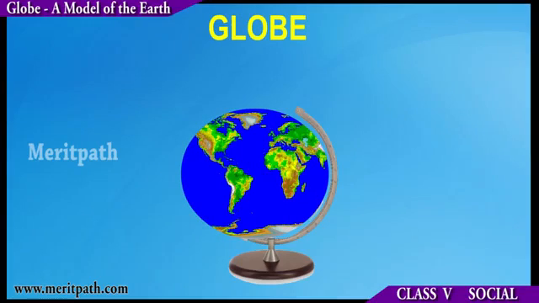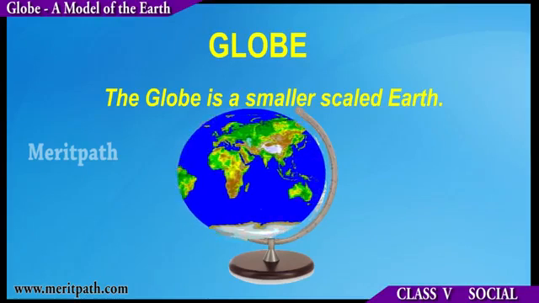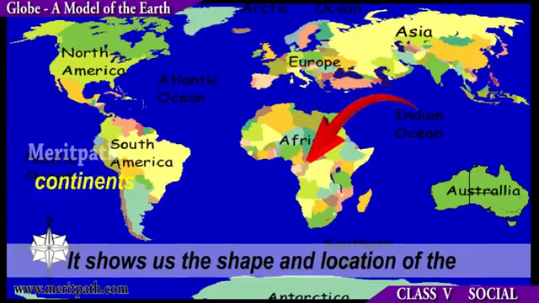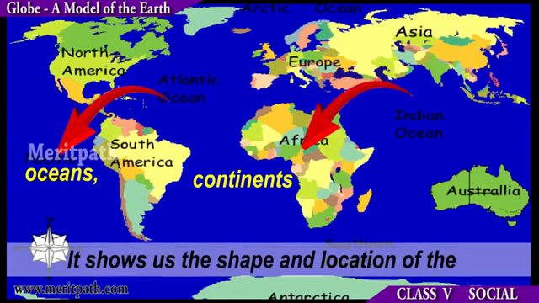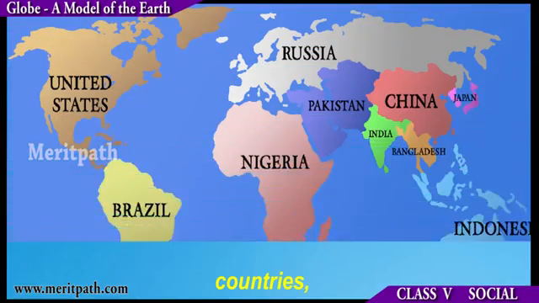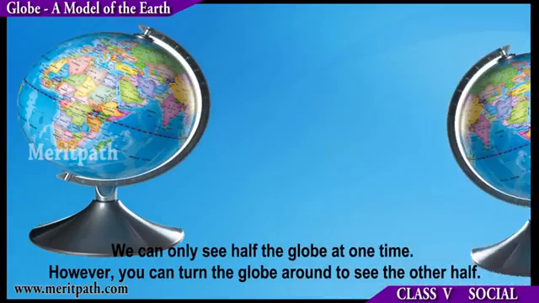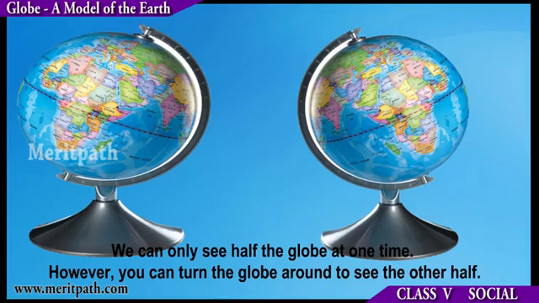Globe. The globe is a smaller scaled Earth. It shows us the shape and location of the continents, oceans, countries, and the location of the important cities. We can only see half the globe at one time. However, you can turn the globe around to see the other half.